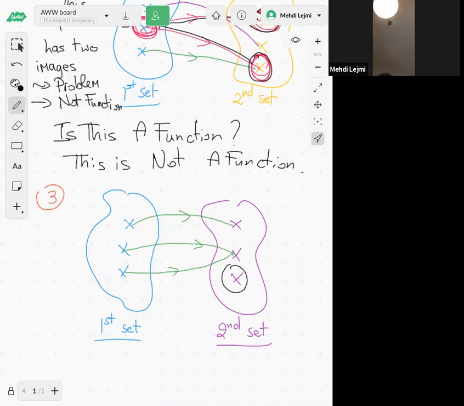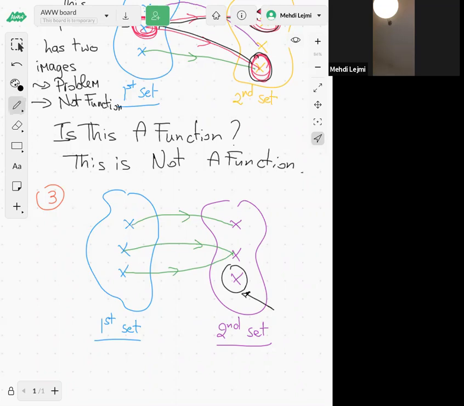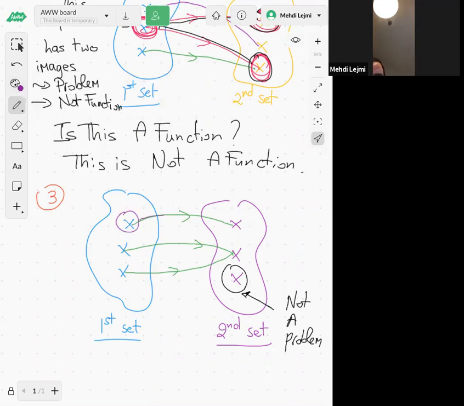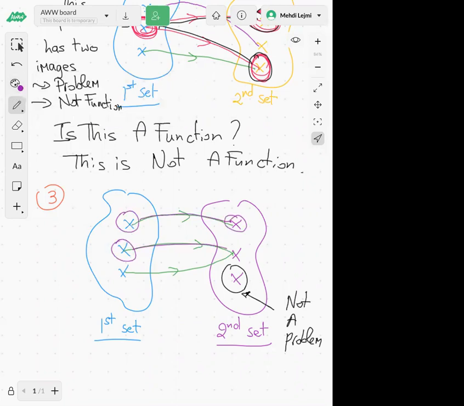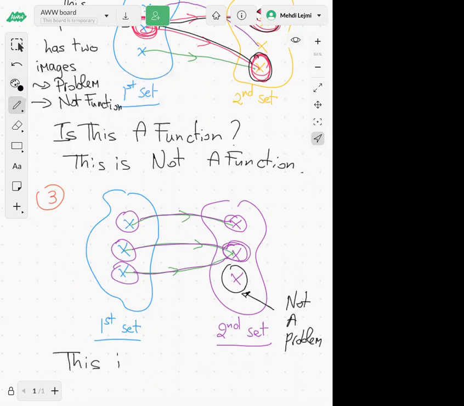This one here doesn't have a pre-image, right? So this point here is not associated to any point in the first set, but that's not a problem. We don't really care about the points in the second set with no pre-image. So the only thing you care about, guys, is that each input has exactly one image. So this one here has exactly one image, and the third point here has exactly one image. Okay, so yeah, as you said, guys, this is a function.